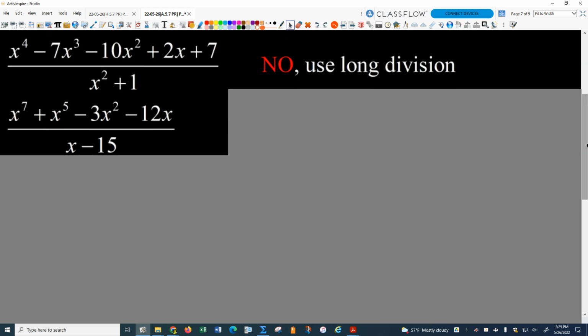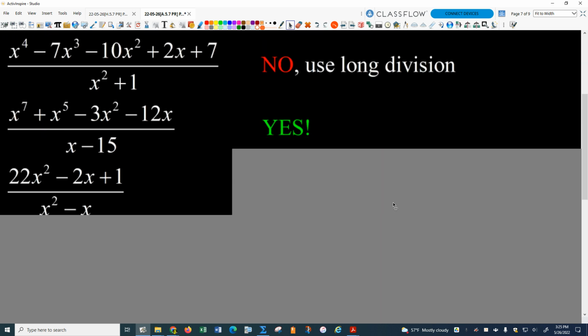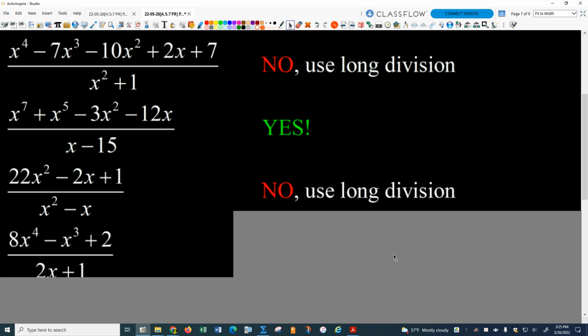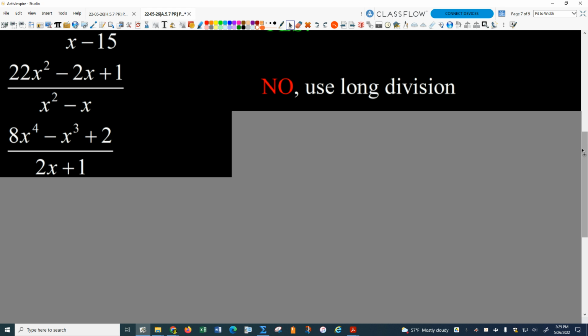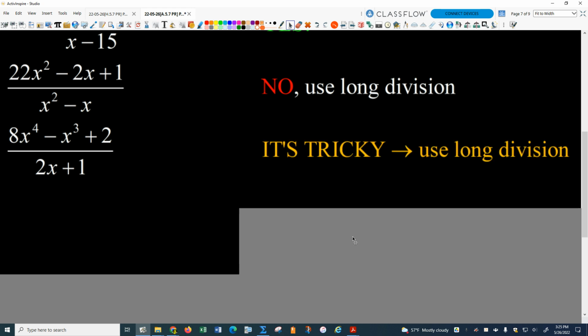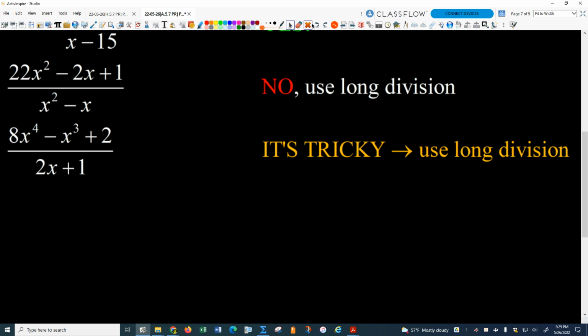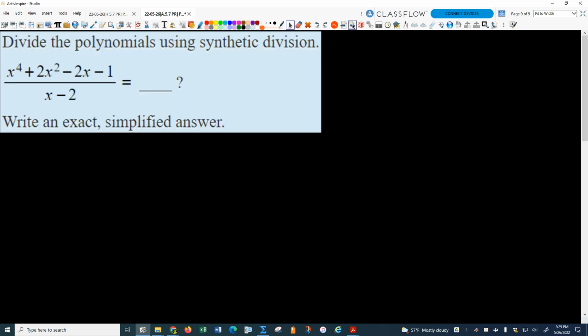How about that one? Yes. How about that one? No. How about that one? Honestly, there is a way you could make it work, but it's too tricky. So this year, we're saying no on that one. Because the bottom looks like 2x plus a number instead of x plus a number, we're saying nope, use long division instead. All right, let's get one more practice problem with this, and we're good to go. We can get through this easily.